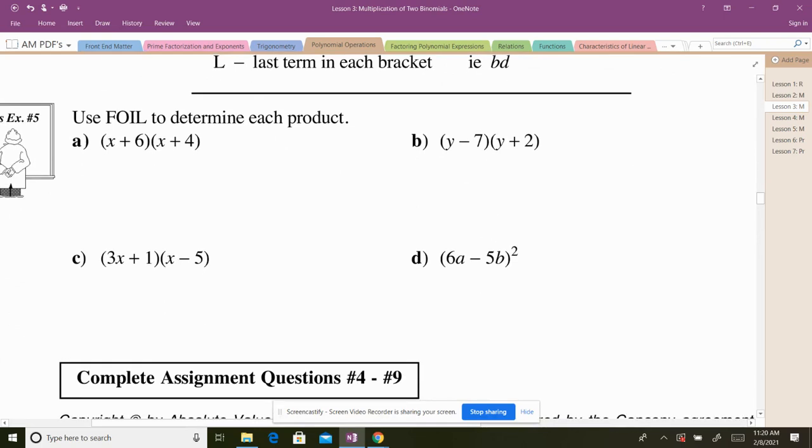The only one I want to look at here, people, is this one, D. 6a minus 5b squared. What does that mean? What does the squared mean? So, what does x squared actually mean if I wrote it out? It means x times x, right? So what does this mean? No. It means this times itself. So you have to FOIL it.